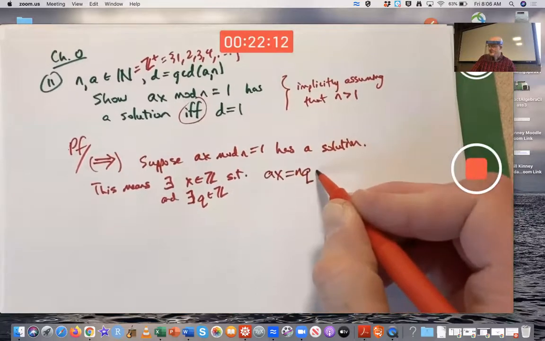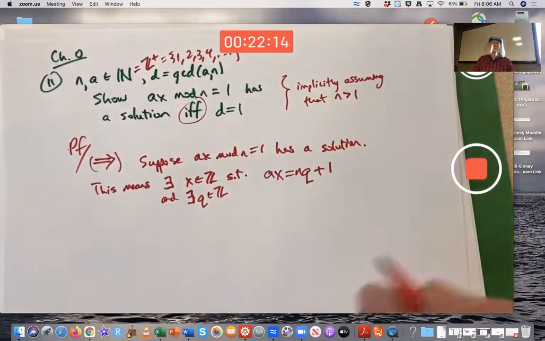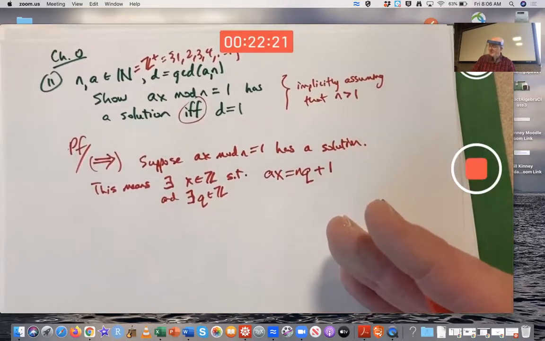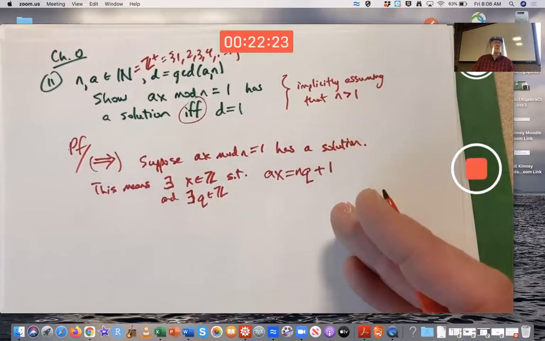Yeah, ax equals nq plus 1. If you didn't use the letter q, it's fine. If you used a different letter than x, actually, it's fine as well. I'm using a theorem there that doesn't have a name with the word theorem in it. What theorem am I using? Division algorithm, yeah.